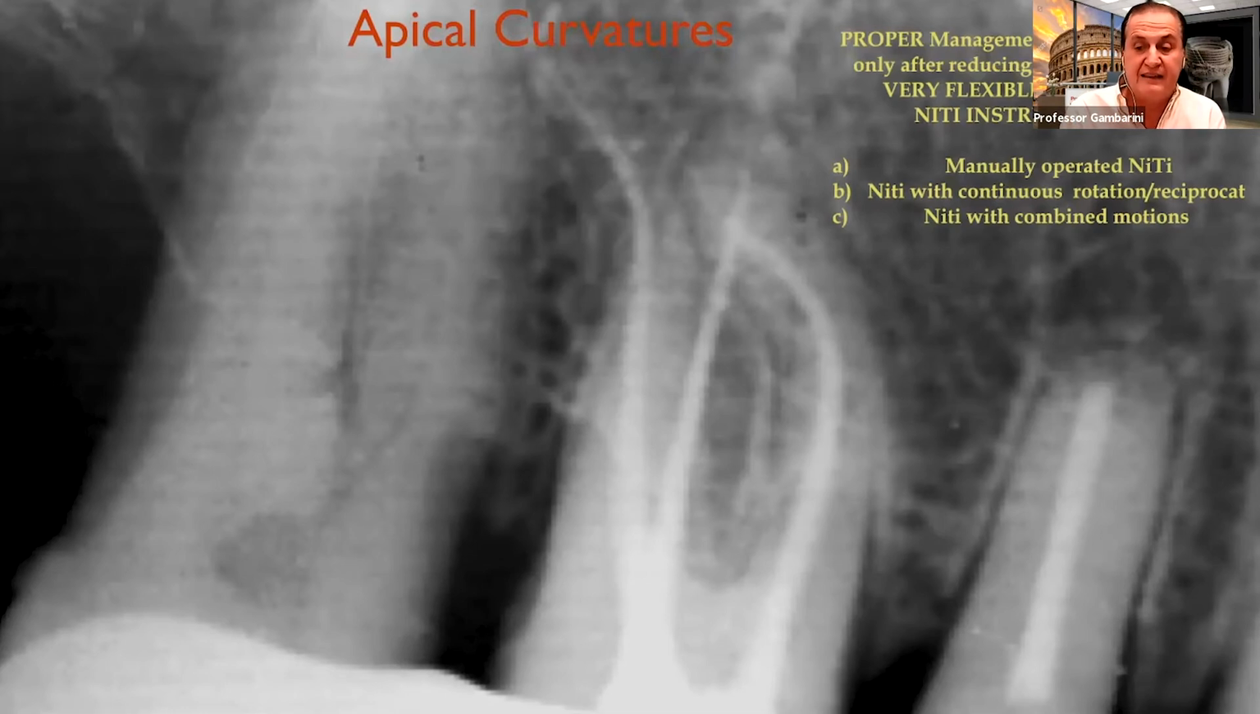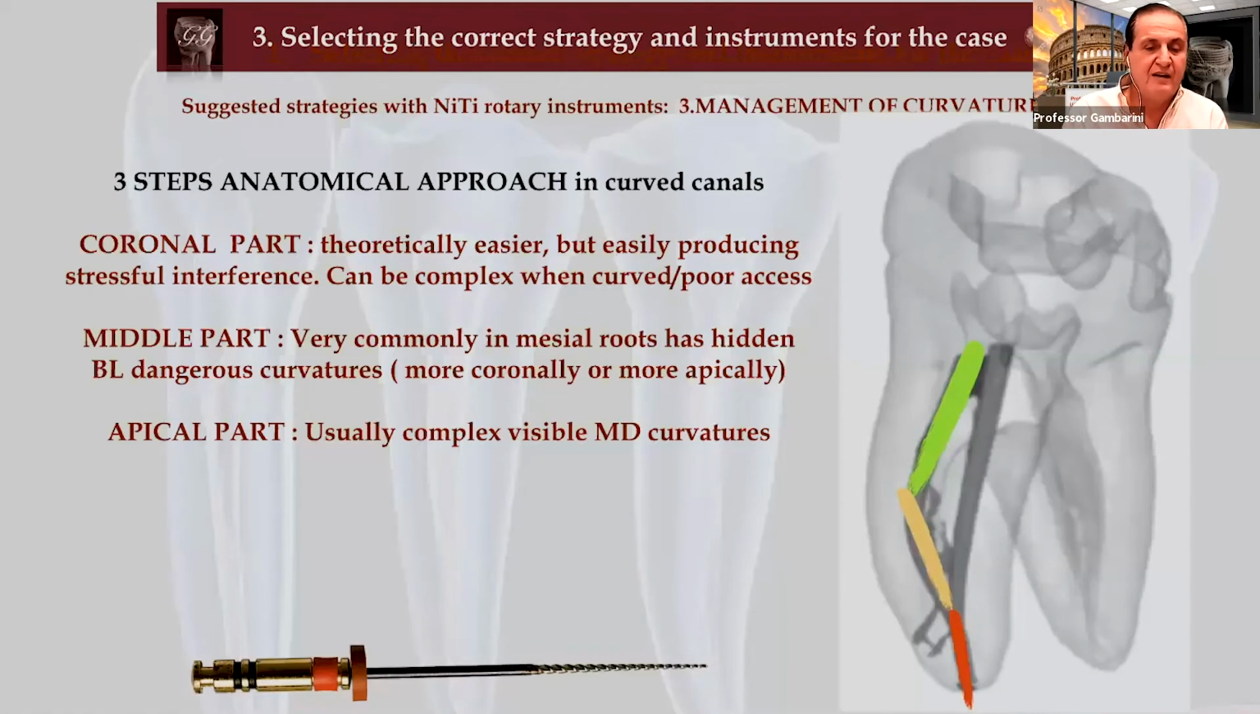But you have to know that this will be stressful. What is more important here is that since you cannot modify the apical curvature, you only have to make this curvature easier by slightly modifying the coronal part of the canal and the access cavity. So what I'm doing is a three-step anatomical approach in curved canals. The coronal part is theoretically easier, but can very easily produce stressful interference and can be complex when it's curved from the very beginning. We have to start our therapy by reducing this kind of interference, by improving coronal flaring, or when we have a poor access cavity.